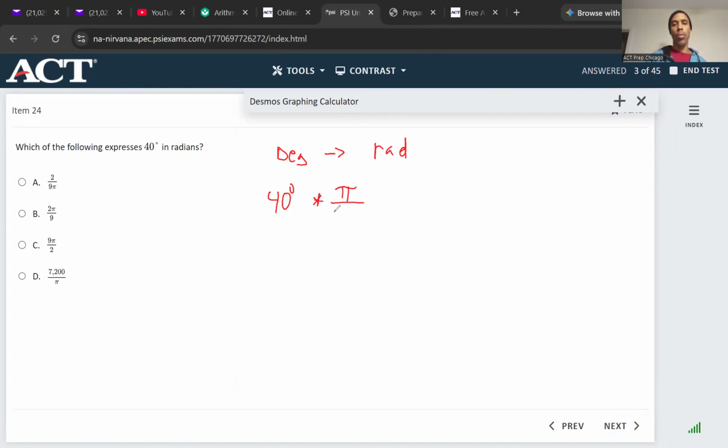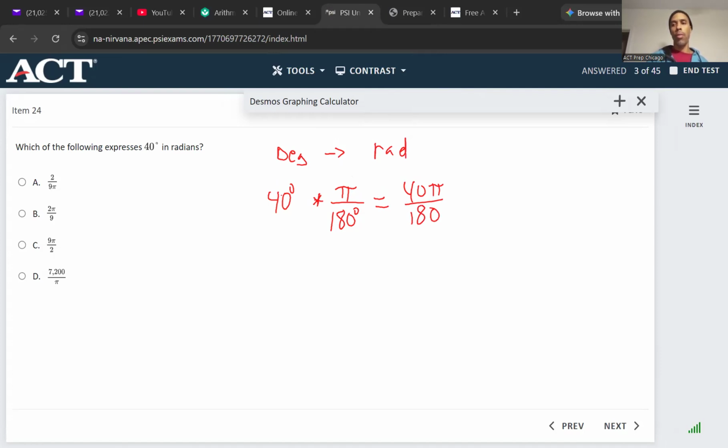Pi over 180 degrees. And the way I know that, I just keep my degrees diagonal because I want pi to be my answer. If you were going the other way, radians to degrees, you multiply by 180 over pi. But we're not doing that now. So we got 40 pi over 180.